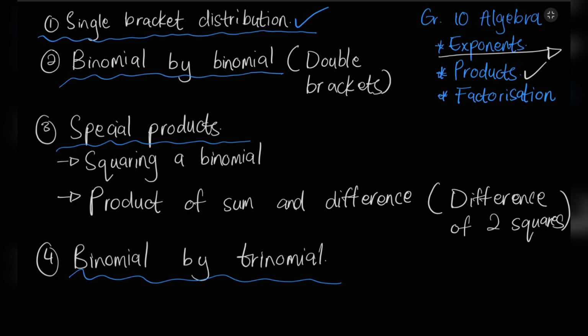Binomials are basically where we have two terms. They're called binomials in algebra. We also have special products. Squaring a binomial, remember binomial means two terms. We also have product of sum and difference. This is basically the difference of two squares. Then binomial by trinomial. Binomial means two terms. Trinomial means three terms. Then when you have one term, it's called a monomial.